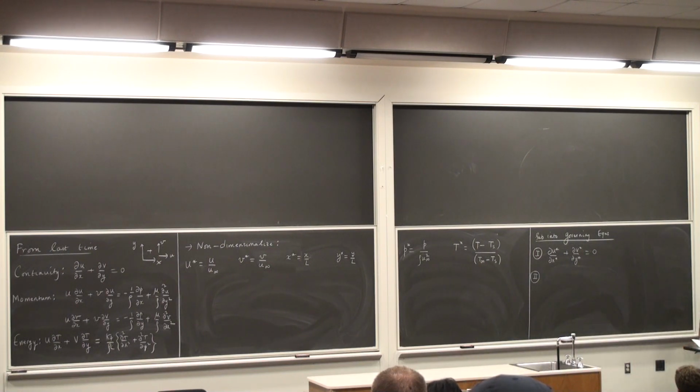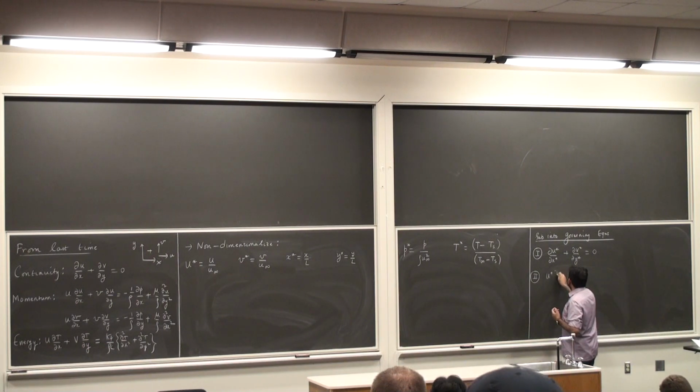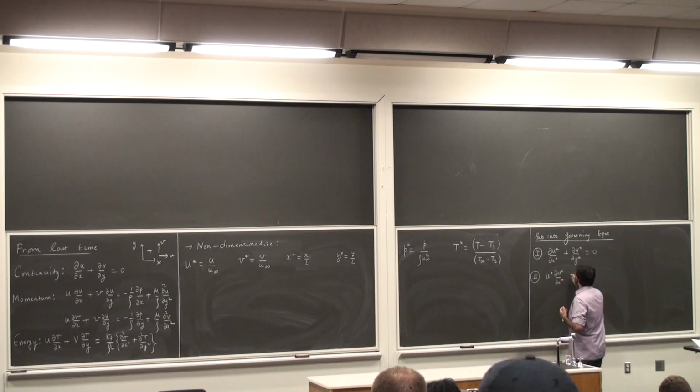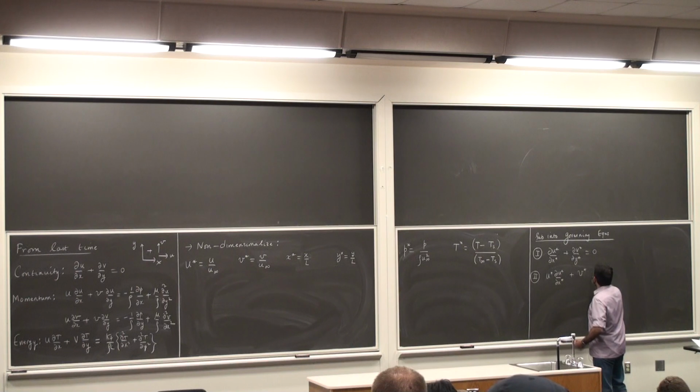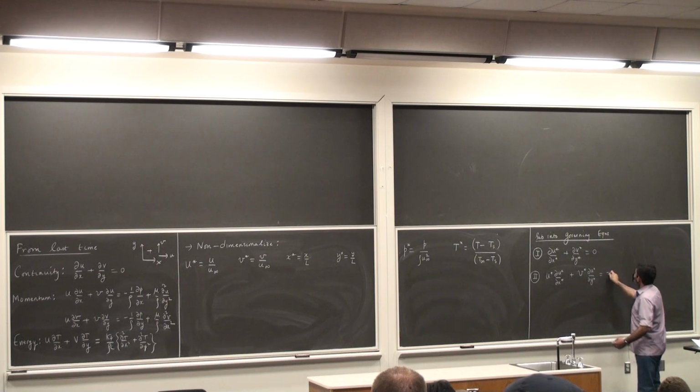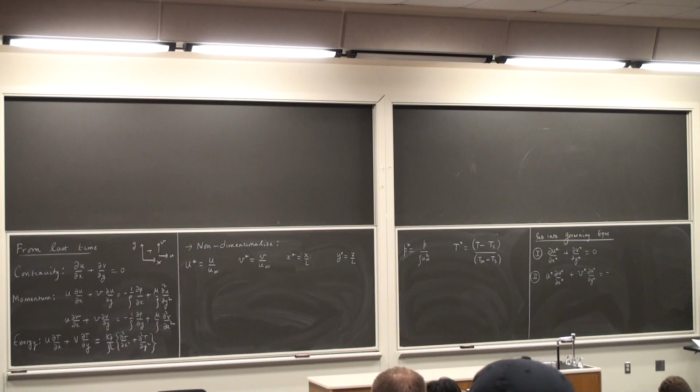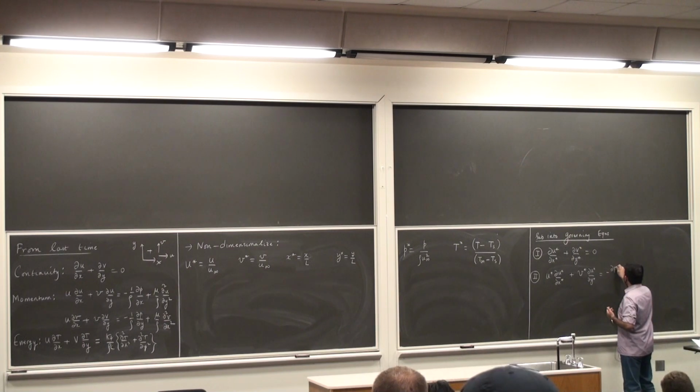The momentum equations, or the force balance equations, end up looking in the following way. u star du star by dx star plus v star du star by dy star is, the density term will vanish, and this will end up just being minus dp star by dx star.